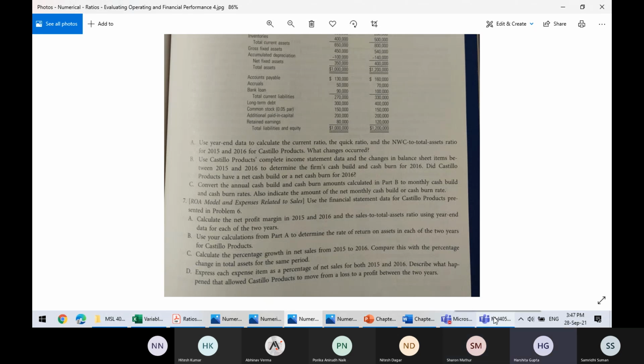Similarly, we will calculate the change in total assets for the periods. Let's go on to part D, which is express cash expense item as a percentage of net sales for both 2015 and 2016. Describe what happened that allowed Castillo products to move on from a loss to profit between the 2 years. Okay. Let's go back to the solutions.